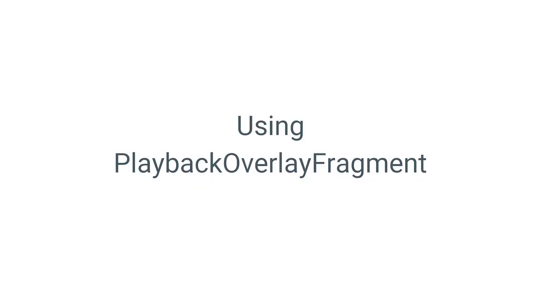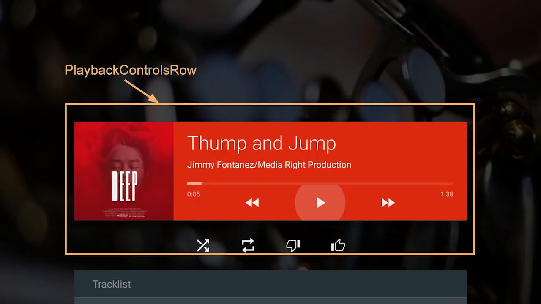Playback fragment, playback overlay fragment. When your app is trying to play audio or, say, a podcast, then you might use playback overlay control fragment. This fragment usually starts with a playback controls row.